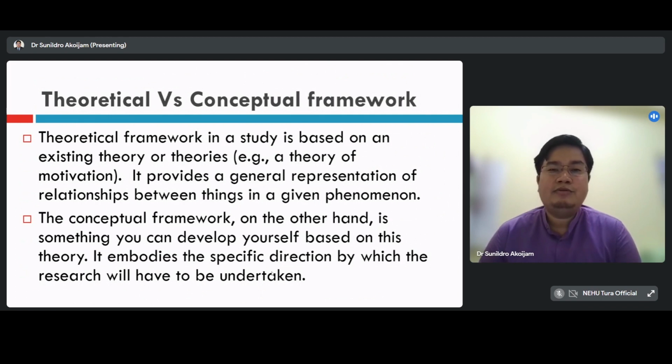Okay, but let me tell you, these two terms are not the same. Technically, there is a difference between these two terms. Let me tell you what these differences are. A theoretical framework in a study is based on an existing theory or theories.